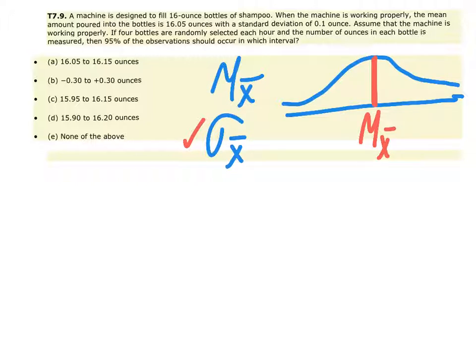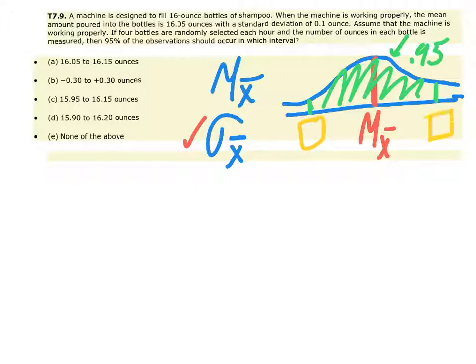Well, think about it from Chapter 2. We're looking for 95% of the observations, 95% of the curve, to the right and to the left of mu. So if we can find the area under the curve, they would want us to compute what this value would be and what this value would be. That's the interval they're talking about.